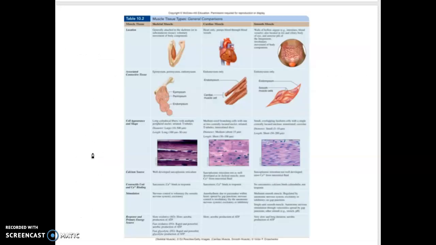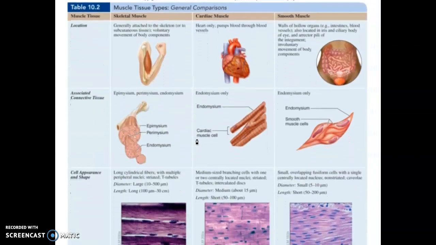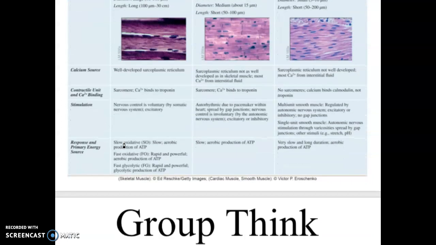So we've gone through skeletal, cardiac, and smooth muscle. This table just acts to compare the differences. So this is basically what you should know about the differences between them. Obviously, skeletal muscle we spent a lot more time on, so you should be more familiar with that. But for example, like where calcium comes from, how it's stimulated, the primary energy source, these things are really important for you guys to know.